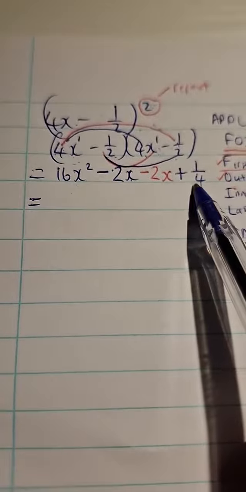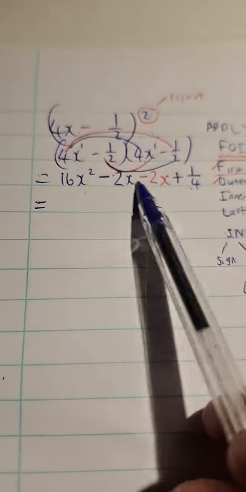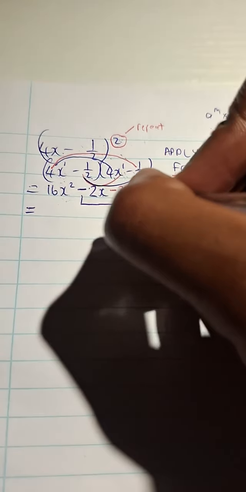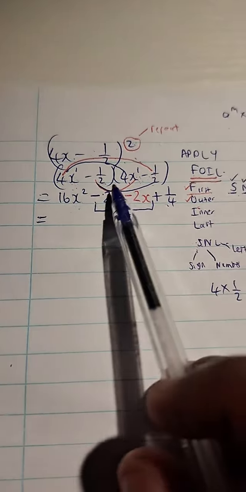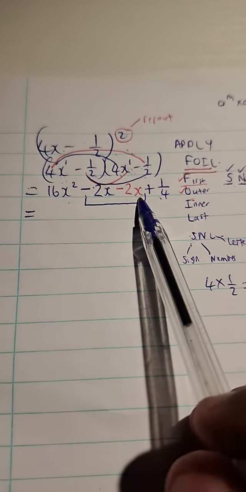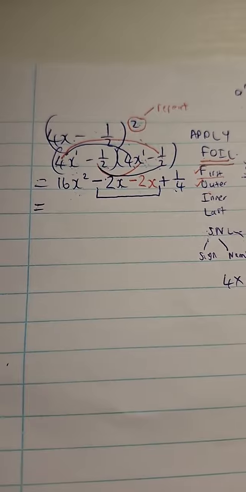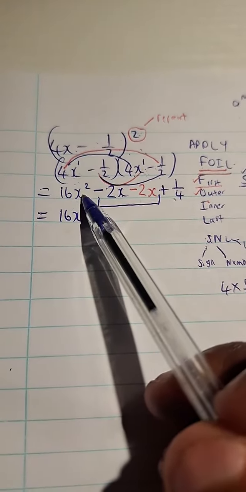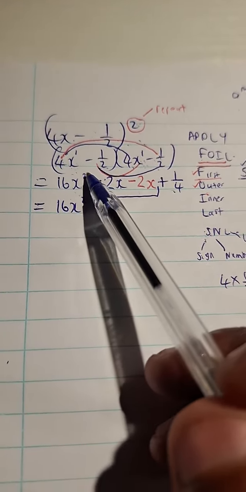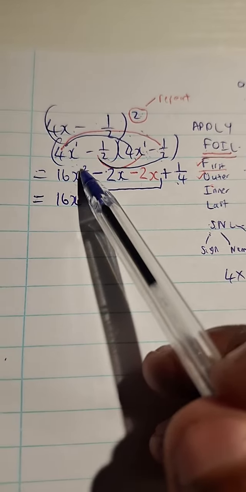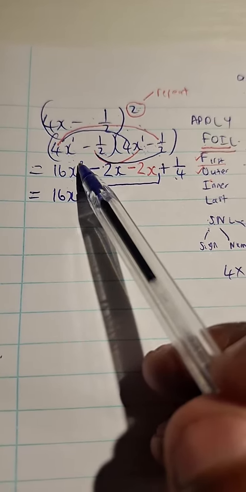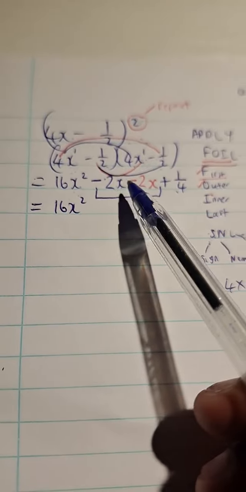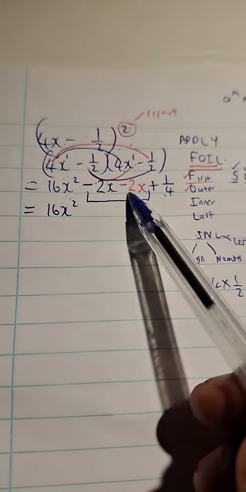All right, so here, guys, what do we see? We see there are like terms here. Like terms, we know we can add and subtract. All right, 16x squared is not like any other term that's here. Why? Because the variable of 16x squared has an exponent that is 2. Okay, this negative 2x minus 2x, these are like terms.